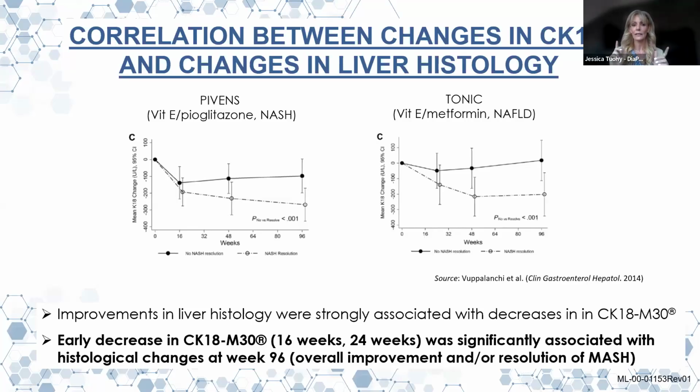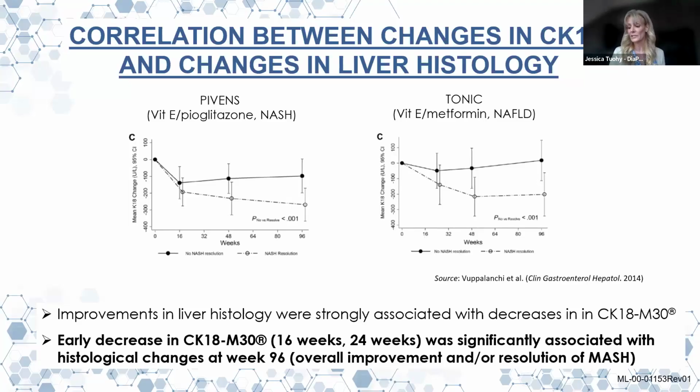And what I want you to realize here is that these graphs don't show the effect of treatment on CK18 levels, but rather trial participants were grouped into histologic responders, so those that achieved resolution of MASH and those that didn't. And in each one of the graphs, the responders are shown in the open circles, and then the non-responders are in the closed circles, and change in CK18 is shown on the y-axis. And in both trials, the histologic responders had significantly greater decreases in CK18 than the histologic non-responders.